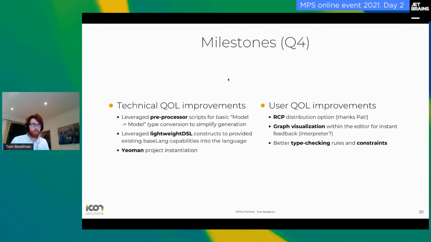So I think, and someone's going to correct me probably, is that class an interpreter? I'm not quite sure, but we'll find out. And then finally, obviously better type checking rules and constraints, the general stuff needed to ensure that the domain is consistent.